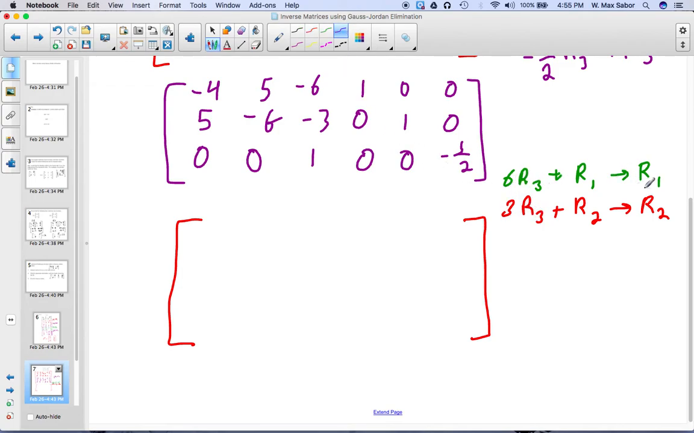So for row 1, I'm doing 6 times row 3. Most of these are staying the same. 6 times 1 plus that is 0. That's staying the same. 6 times negative 1/2 is going to be negative 3, added there. And now for the second row, I am taking 3 times row 3 and adding it there. So 5, negative 6, 0, 0, 0, and then 3 times this is negative 3/2.